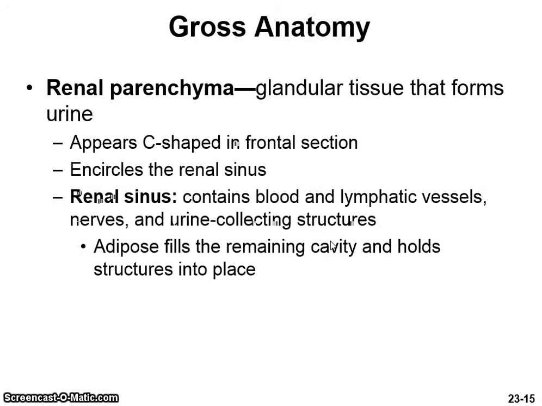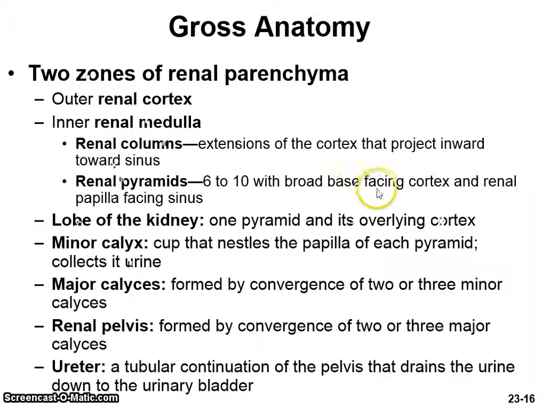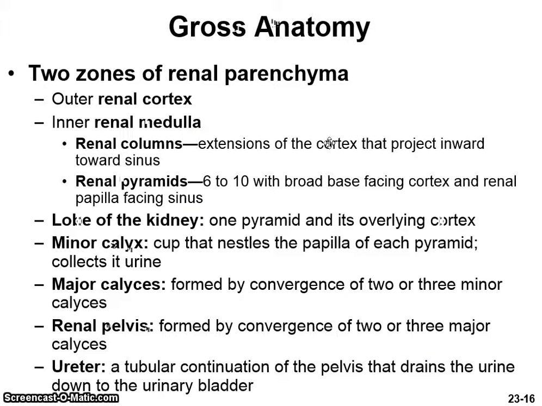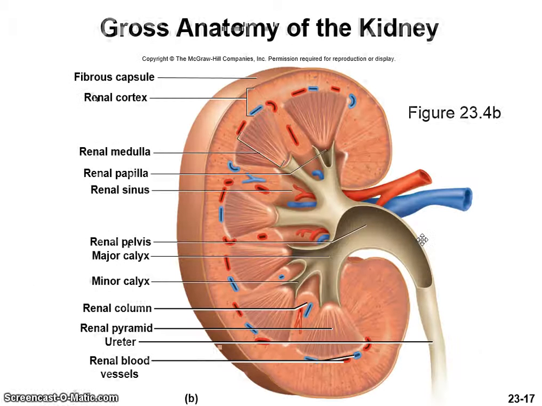So we have the renal pyramid, 6 to 10, with broad base facing the cortex, and the renal papilla facing the sinus. Papilla is going to be this thing right here. So the renal papilla is going to be the duller end of the pyramid. These are all nephrons and collecting tubules, and they all empty into this part. The minor calyx, wherever it's attached to, is called the renal papillae, I think.